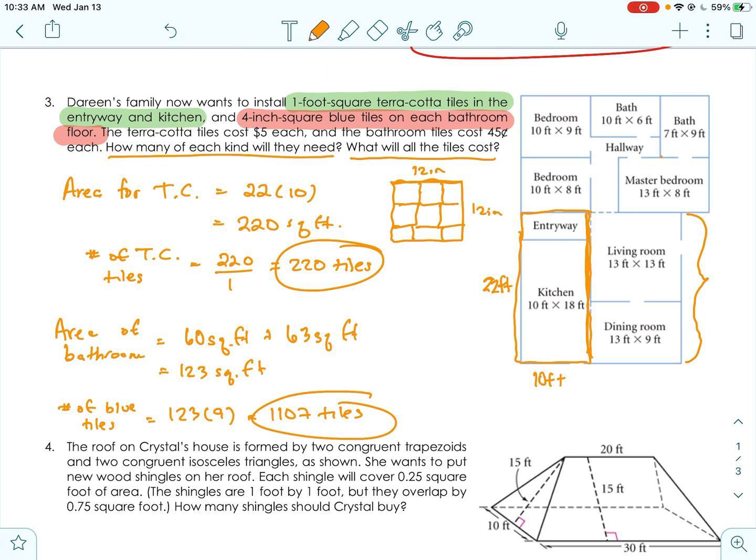Now it tells us that each terracotta tile costs $5 and each bathroom tile costs 45 cents. So our cost is going to be equal to 220 times $5 plus 1,107 times 0.45. So our total cost would be $1,598.15. So that would be the cost of all the materials they need for those two areas.